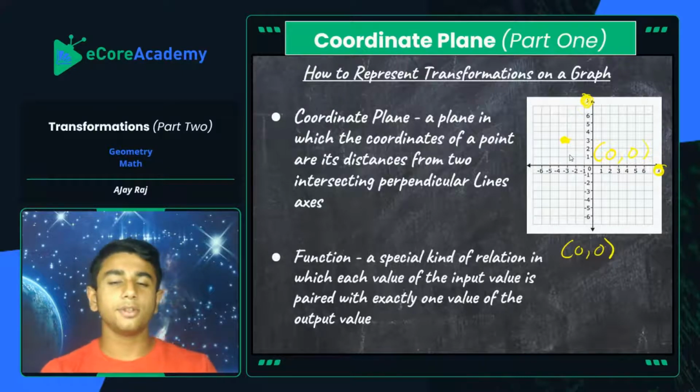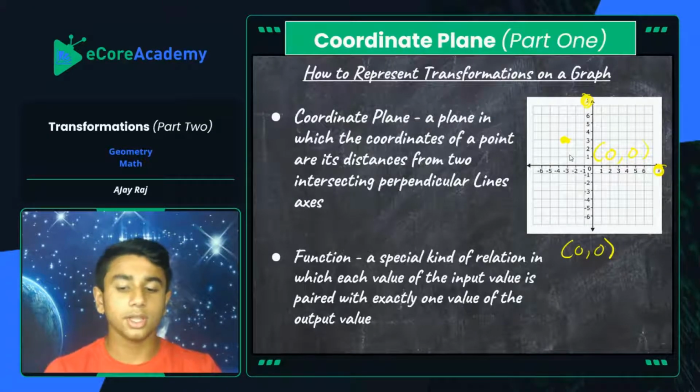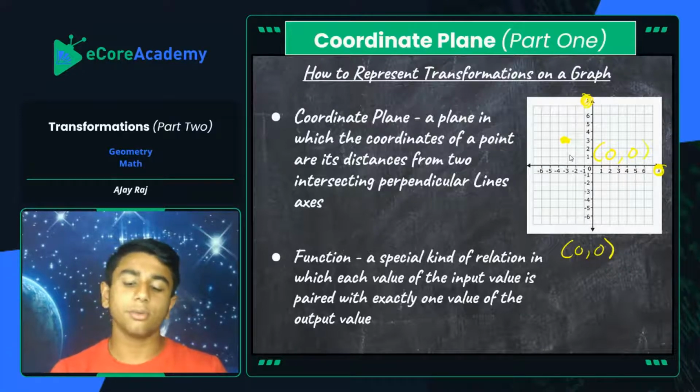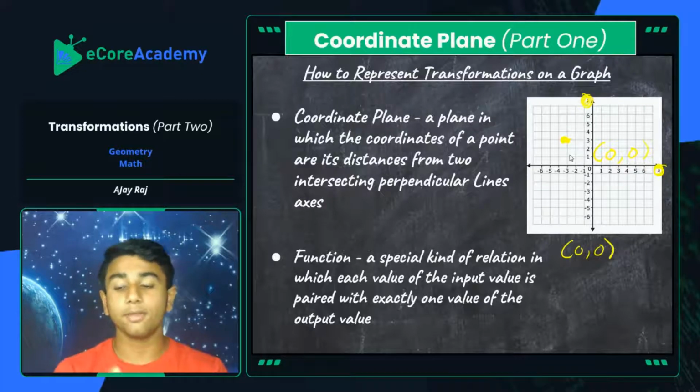Let's move into some more complex values with the coordinate plane, just to give you a little glimpse, as we'll be going through this later on. A function in a coordinate plane is a special kind of relation in which each input value is paired with exactly one output value.